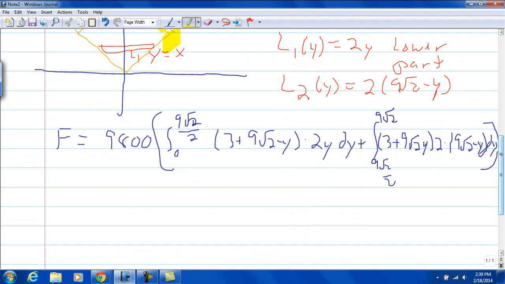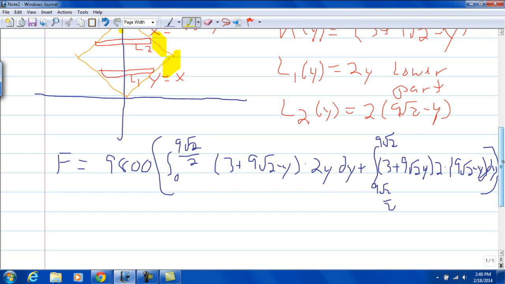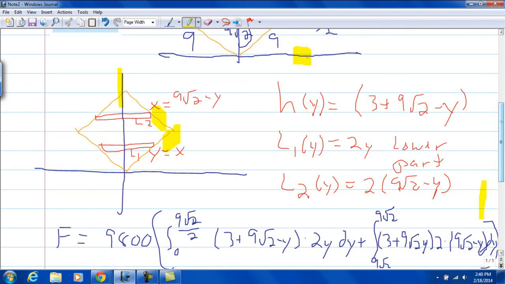So what I have done here is set up our integral: 9,800 newtons per cubic meter, times the integral from 0 to 9 root 2 over 2, so we're talking about the bottom half. The depth h of y is going to be 3 plus 9 root 2 minus y. For the first part, we go from 0 to 9 root 2 over 2, the halfway point, times the depth, 3 plus 9 root 2 minus y, times 2y. Why 2y? Because that's going from y to 0, and we double it because it's symmetrical.